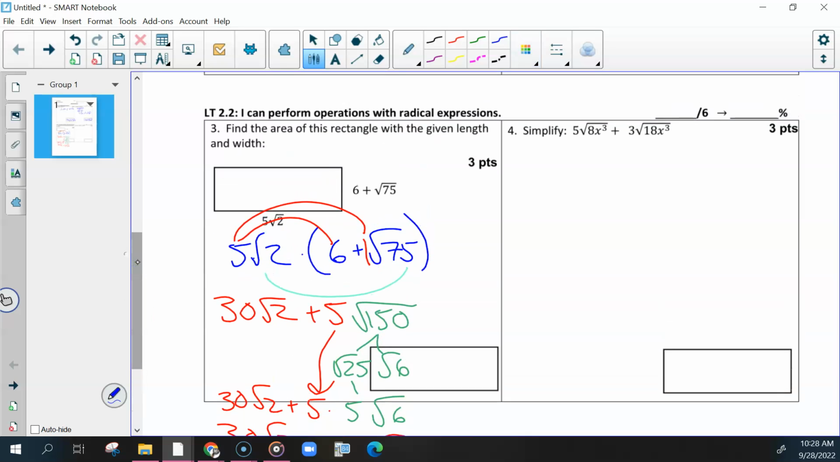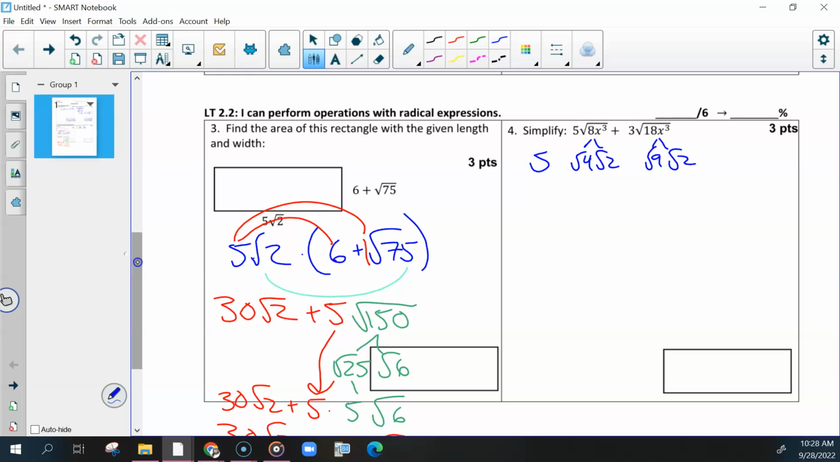For this next one, a couple issues I saw. One, some of us tried to add the two things together, but these insides are not the same. Even though they both have the x to the third, one is 8, one is 18. So because the insides are not the same, we could not add them together. I saw something else, so I'm going to do it the way some of you did this, where you simplified these two. I'm going to use perfect squares again.